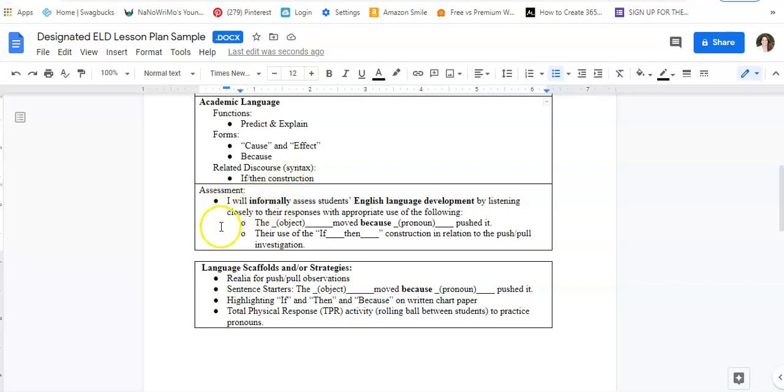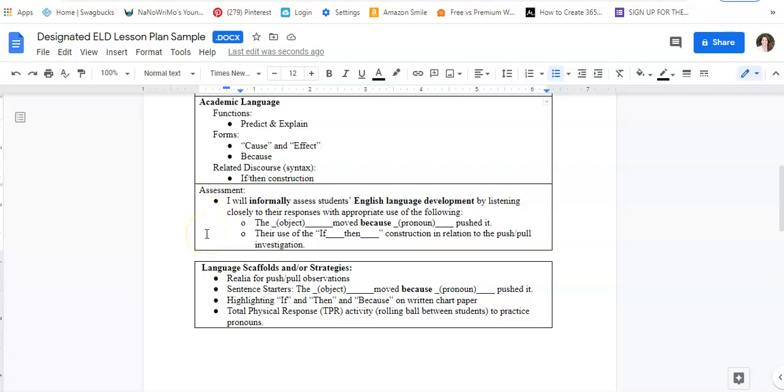For the assessment, I will informally assess students' English language development by listening closely to their responses with appropriate use of the following. So this is that language objective. While students are engaging in that investigation of pushing and pulling objects, they're going to be talking. And they're going to be talking to each other, they're going to be talking to me. And what I'm looking for, so in an assessment piece, you've got to have that measurable piece. What are you specifically looking for? Don't just say you're going to observe students, because we have no idea what that means. What are you looking for? So include the specifics here.